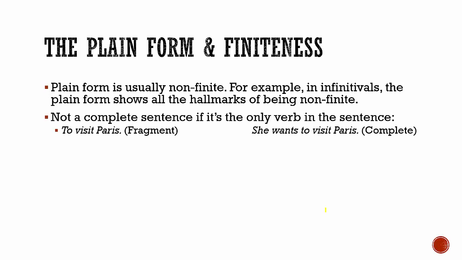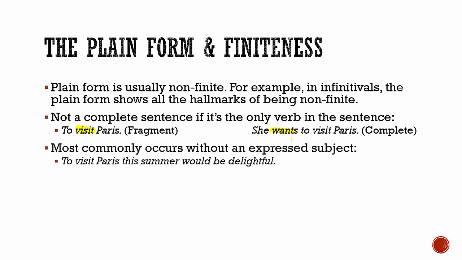So for example, "to visit Paris" is not a complete sentence. You have to say something like "she wants to visit Paris," where we have somewhere in there a finite verb. So "to visit Paris," where this verb is in the plain form, is a fragment. It's not a complete sentence. So the plain form in this use can't give us a complete sentence.